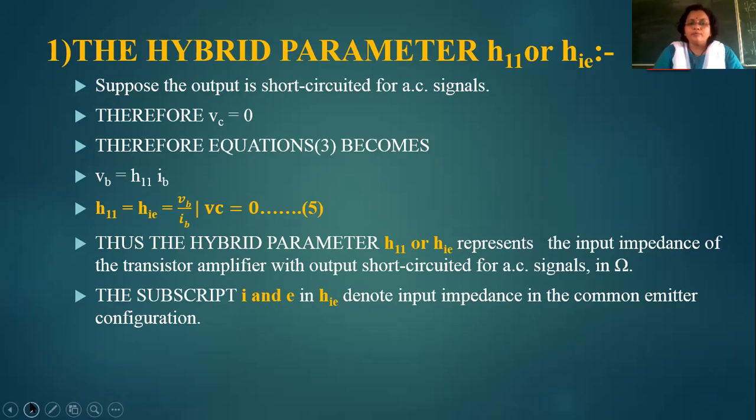Thus, the hybrid parameter H11 or HIE represents the input impedance of the transistor amplifier with output short circuited for AC signal, in ohm. The unit of that quantity is ohm. The subscripts I and E in HIE denote input impedance in the common emitter configuration.